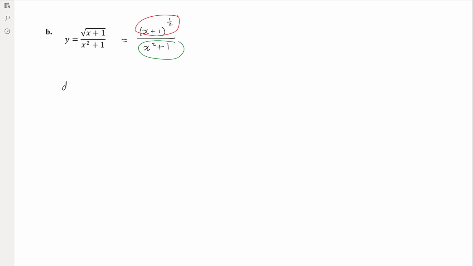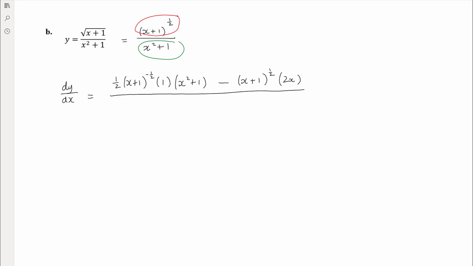Okay, so dy dx, we differentiate the numerator, and that's going to require chain rule. Half times x plus 1 to the power of negative half times by 1 for the chain rule, differentiating the numerator. And then we leave the denominator as it is, so that's x squared plus 1. And we subtract, and we leave the numerator as it is, x plus 1 to the power of a half. And we differentiate the denominator, which gives us 2x. And then we've got all of that over the denominator squared.